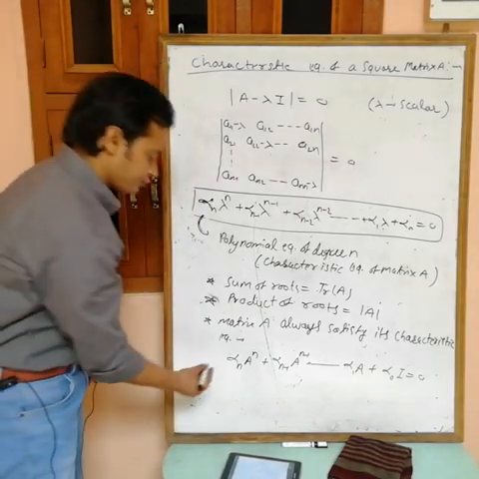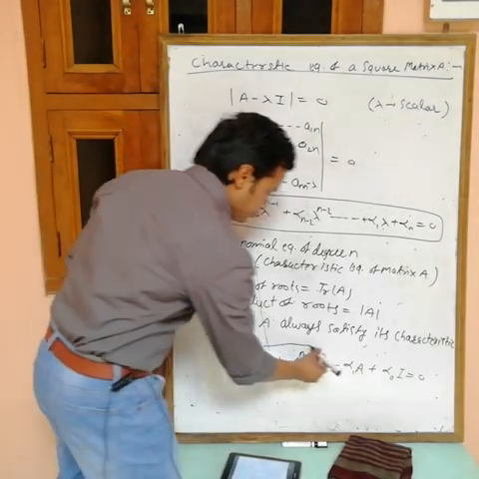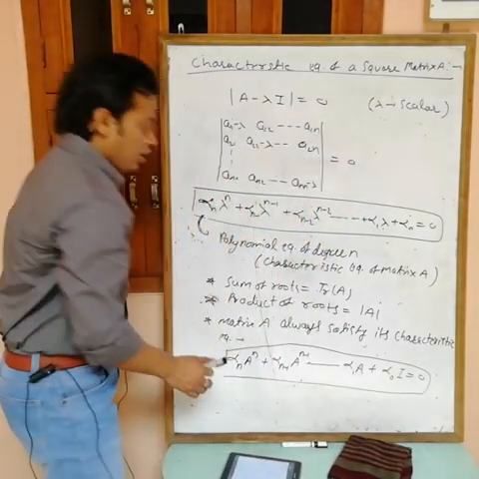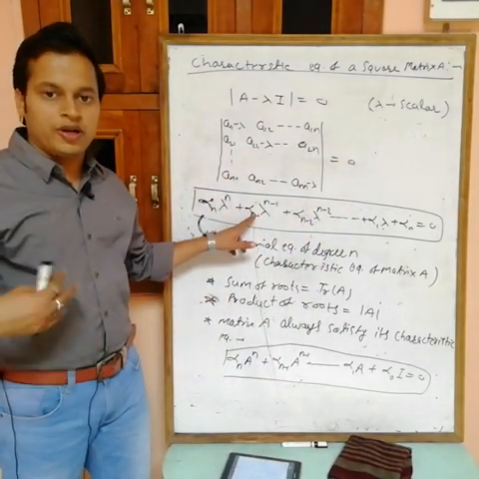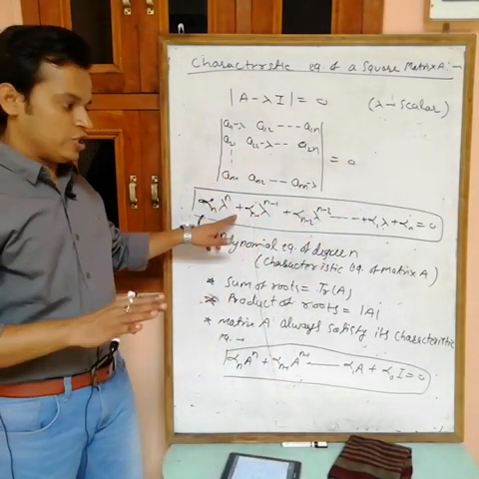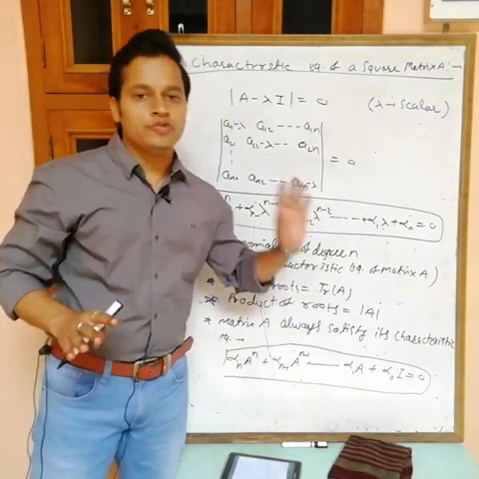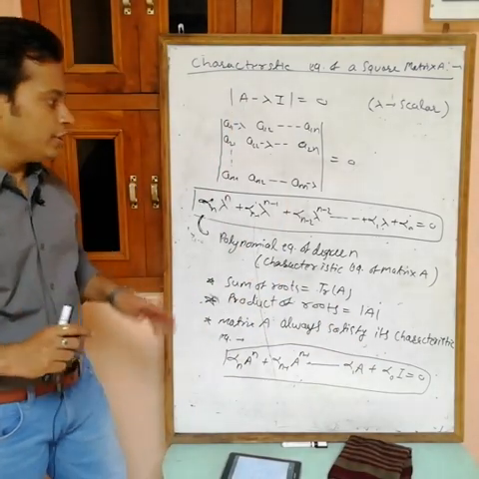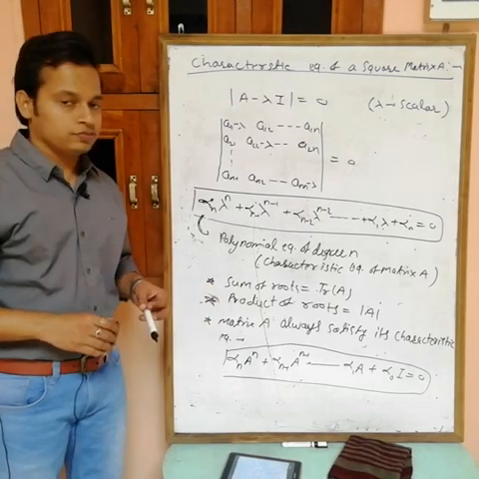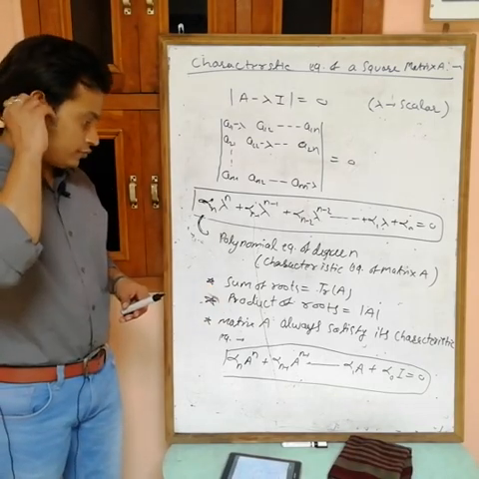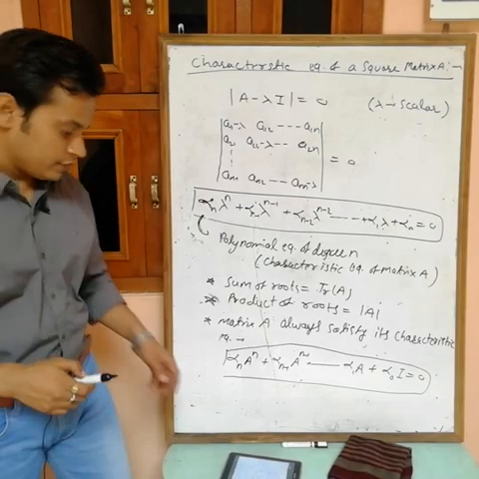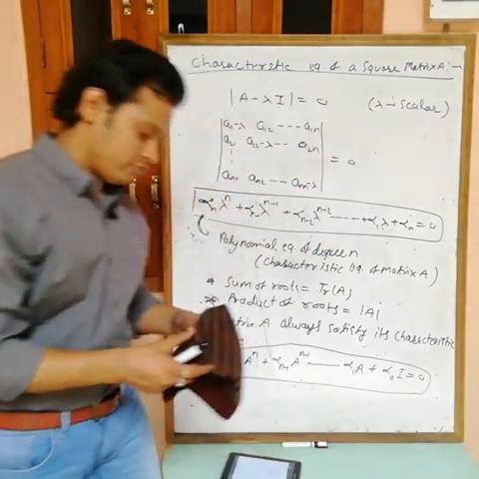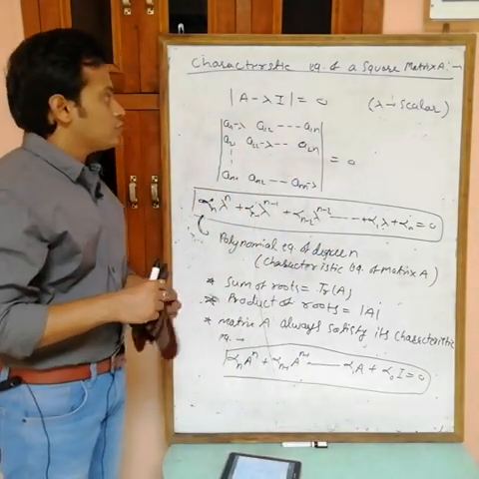If this is the characteristic equation of matrix A, then A always satisfies this one. It means this expression always becomes 0, where 0 means the null matrix. Okay, write down. Write fast, then we will take a question based on this.